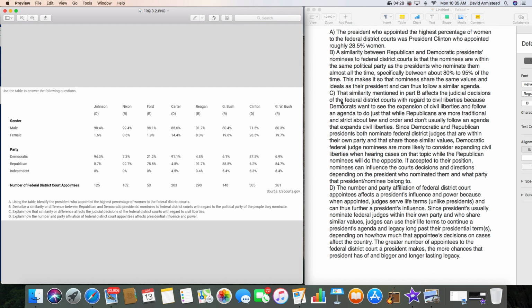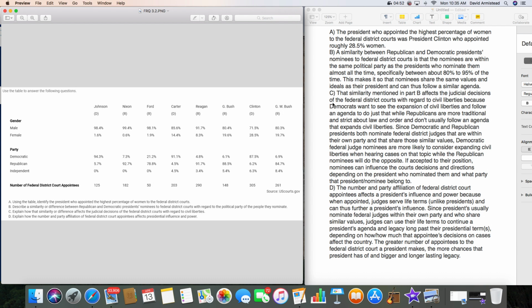D says, explain how the number and party affiliation of federal district court appointees affect presidential influence and power. For the explain questions, most of you guys got D. If you missed one of the explain questions, most likely it was C. You just didn't write enough. See the comments I put in Canvas. D, this is their response.